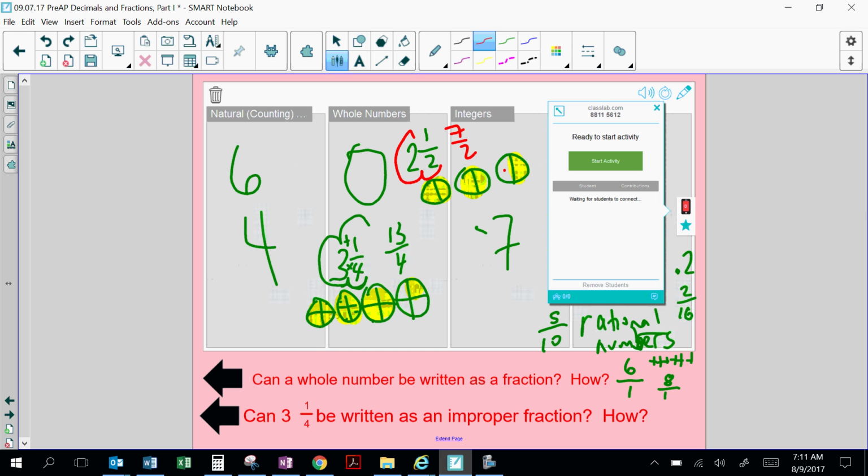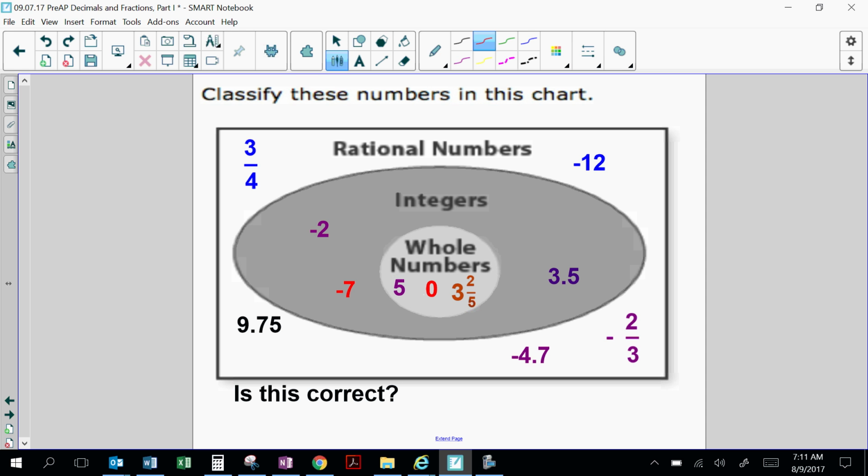2 times 2 is 4, plus 1 more is 7 halves. So yes, mixed numbers are rational numbers. They can be written as an improper fraction. So here's a chart. What's wrong with it?